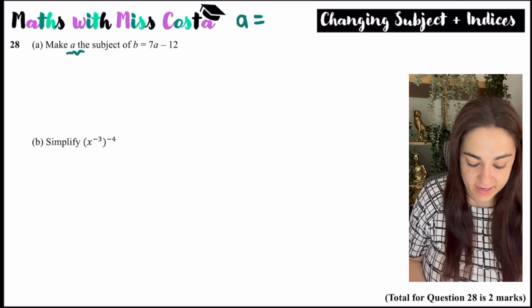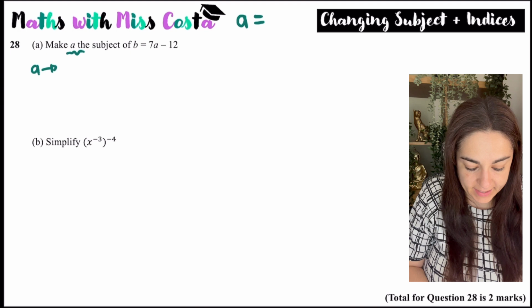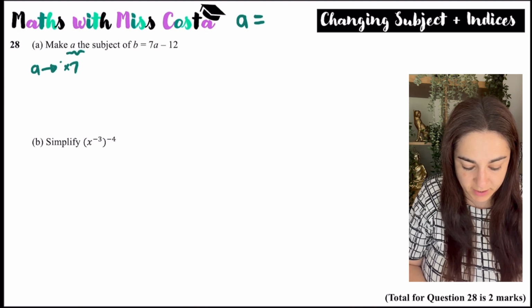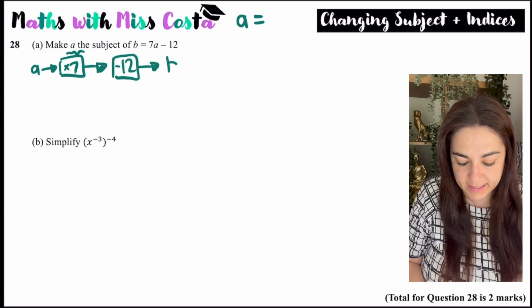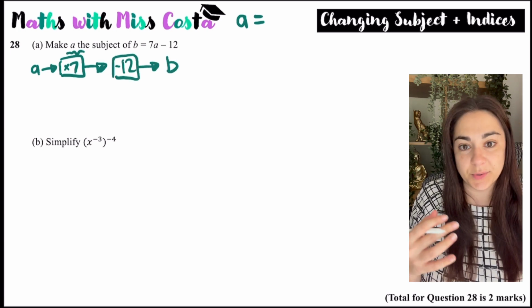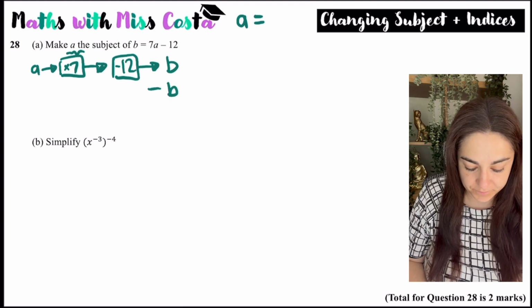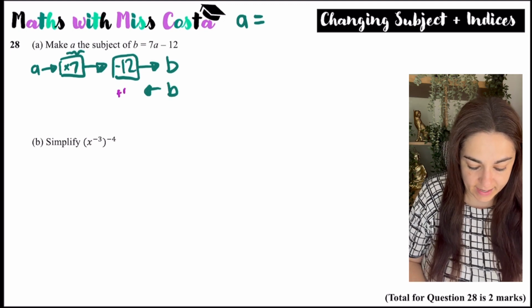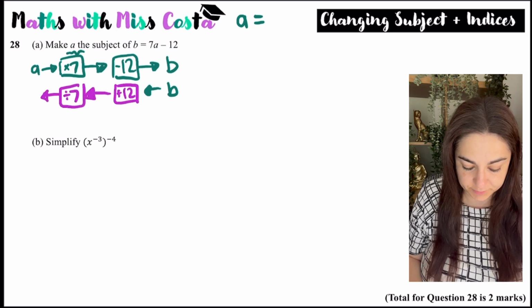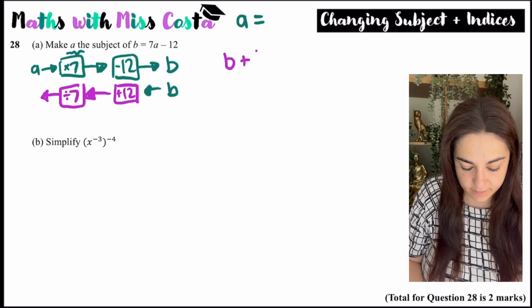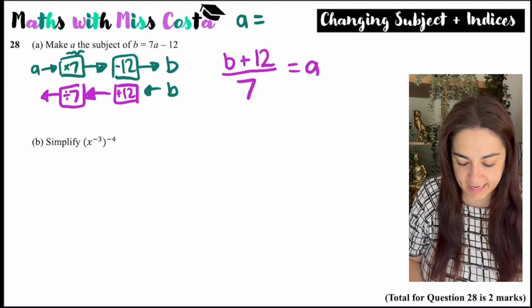So we could say, what's happening to A? Well, A is first of all being multiplied by 7, and then 12 is being subtracted from it, and B is the subject. So to undo that, what I need to do is add 12 to B and then divide it by 7, and that would make A the subject. So I'd have B plus 12 divided by 7 gives me A.